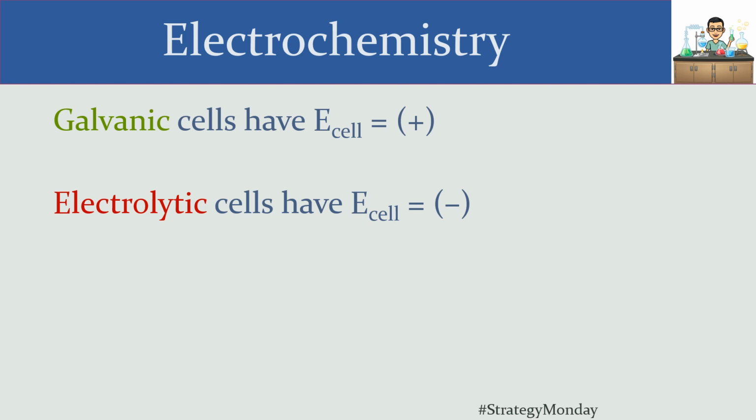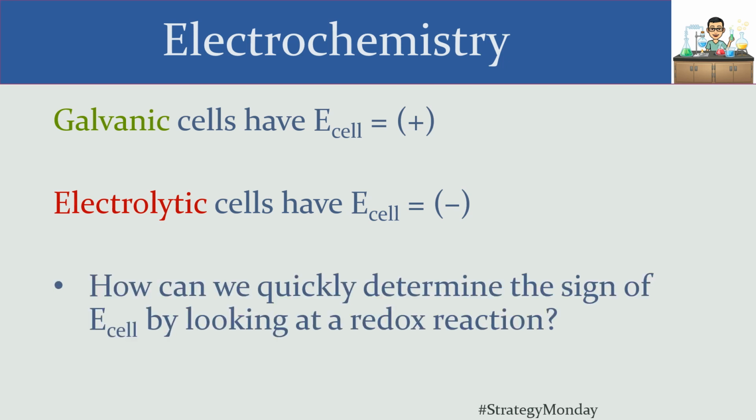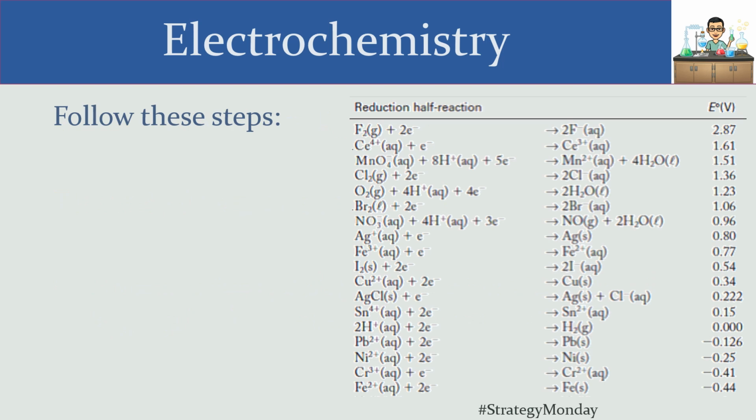And so the question that we're posing today in terms of strategy is how can we quickly determine the sign of the cell potential by looking at a redox reaction? So how can we figure out, is it a galvanic cell or is it an electrolytic cell? And the way we're going to do that is by following a few steps.